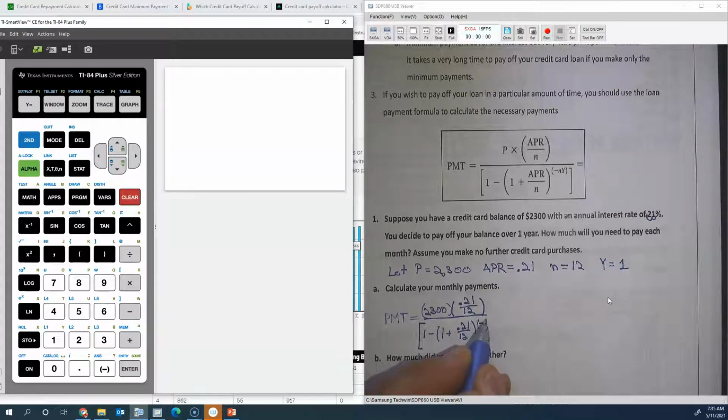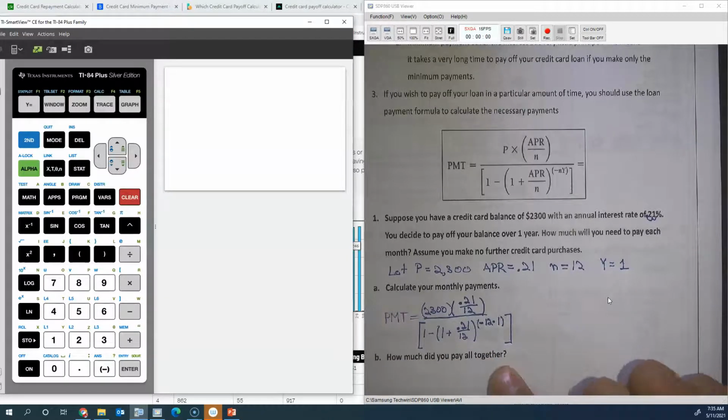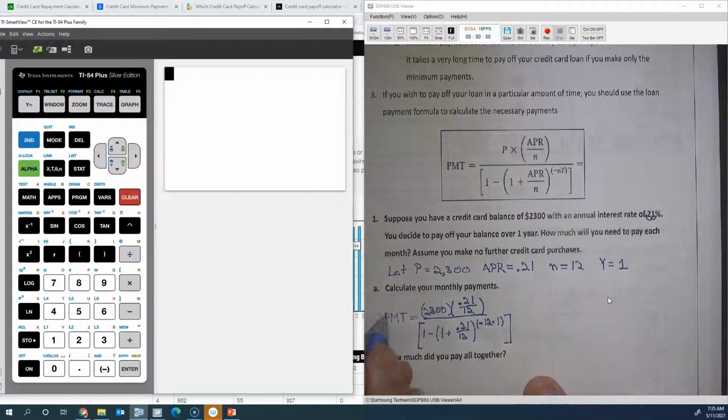and then this is negative 12 times 1. Can you wait till we're done with this, please? Is it possible? No, not really, to be honest. Okay, quickly. All right.